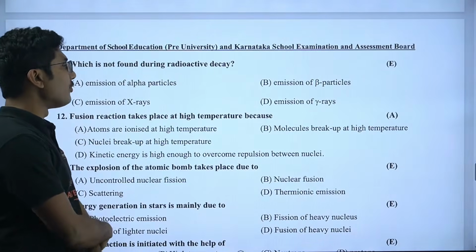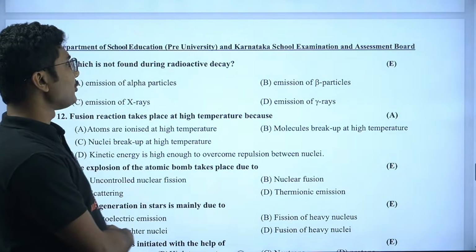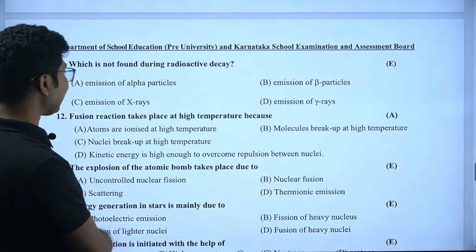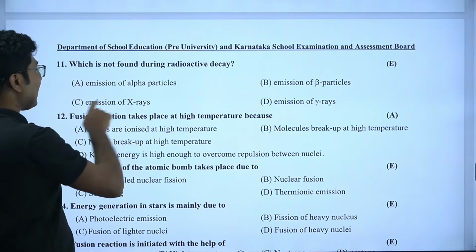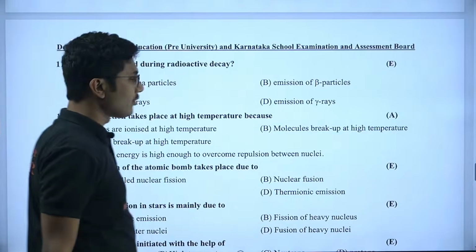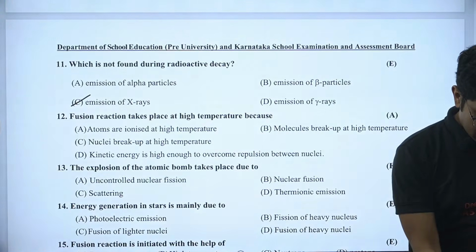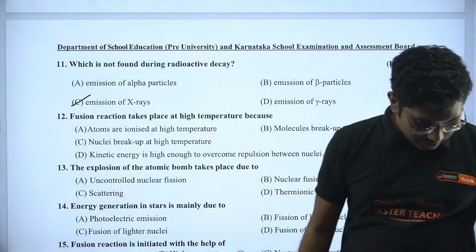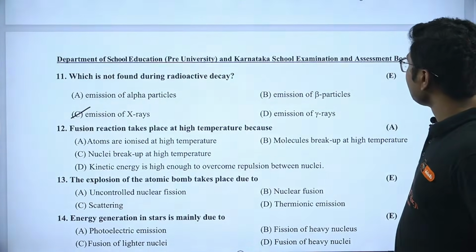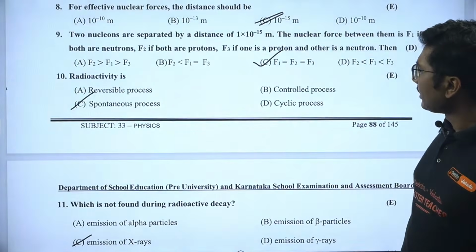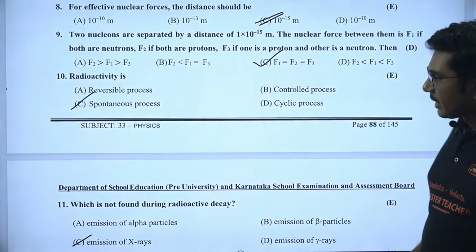Which is not found during radioactive decay? Emission of alpha particles, emission of beta particles, emission of X-rays, emission of gamma rays. So during radioactive decay, generally emission of X-rays is not found. Alpha, beta and gamma are observed. Pooja came back. So 10C, let me see what is 10, I missed it. 10C is correct and 9C is also correct. Both 9 and 10 are correct.